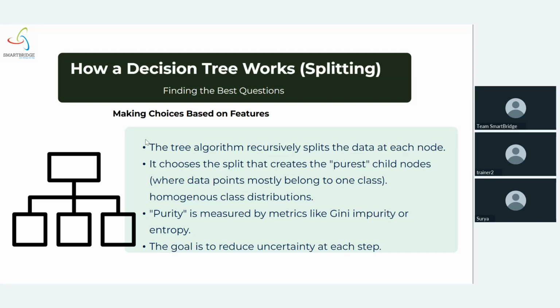If you see the last point, the goal is to reduce uncertainty at each step. That means, suppose you're thinking about what you could do, what you might do. Then you're in an uncertain state where you don't know what to do and what not to do. Then you'll have questions: what do I need to do and what don't I need to do? What are the pros and cons?